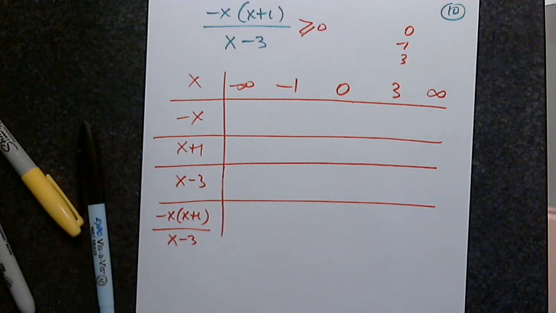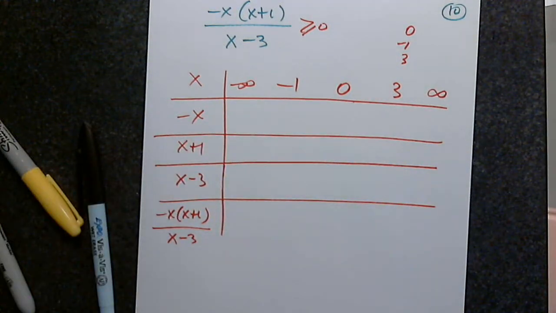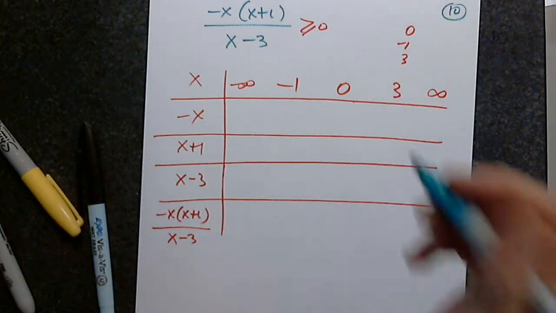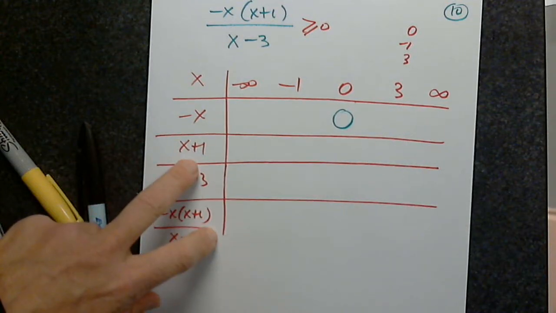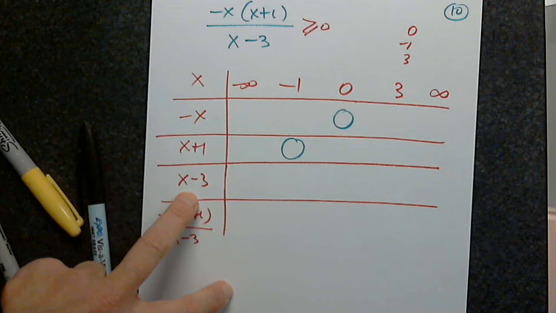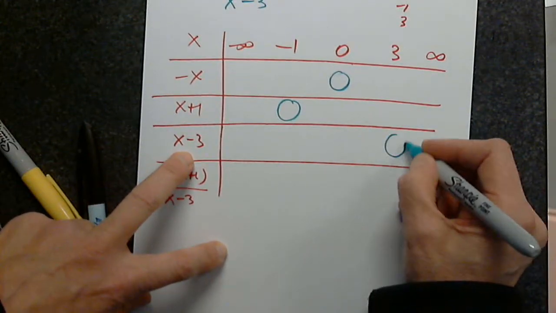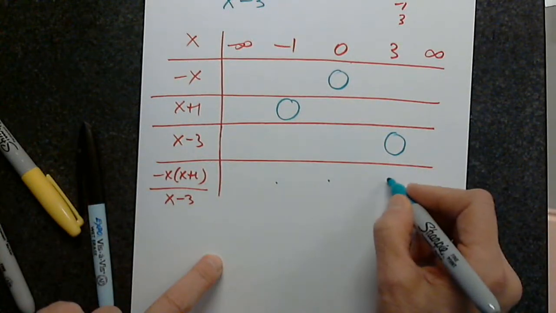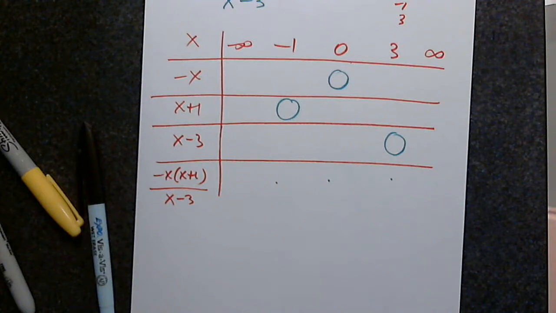Now I need to put a 0 in each row where it belongs. So for negative x, where will I put it? Under 0, of course. For x plus 1, where will I put it? -1. And for x minus 3? 3. Good. Now something has to be written under each number for the ratio.